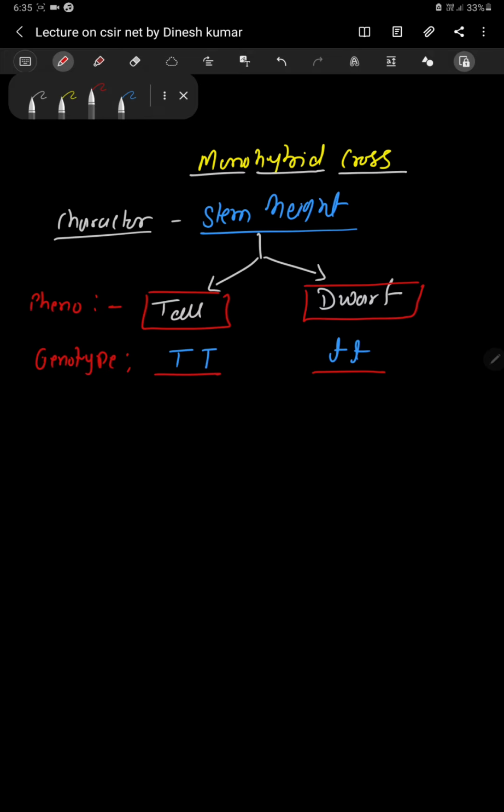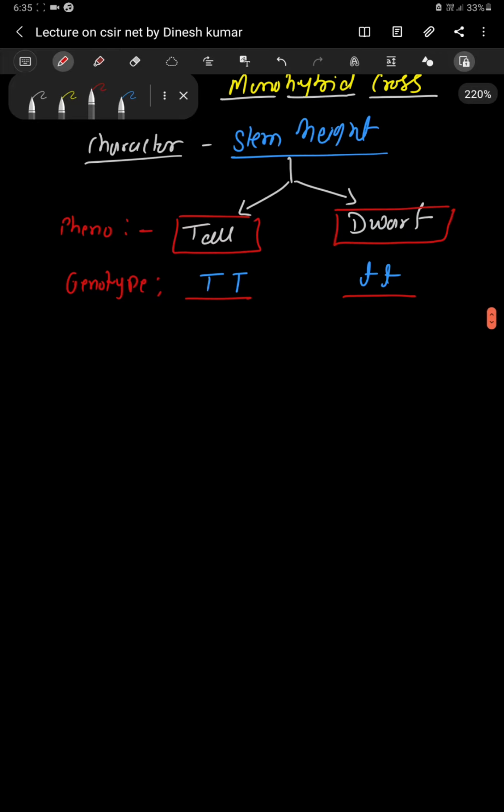Now we are going to perform the monohybrid cross, using the steps which were basically used by the scientist Mendel. We perform the cross between the tall plant and the dwarf plant. Here the genotypic representation showing capital TT and small tt represents two pure breeds. Now we are taking a cross between these two pure breeds.